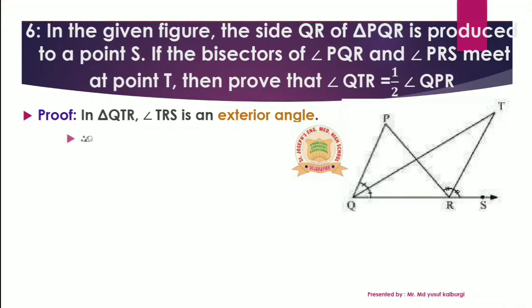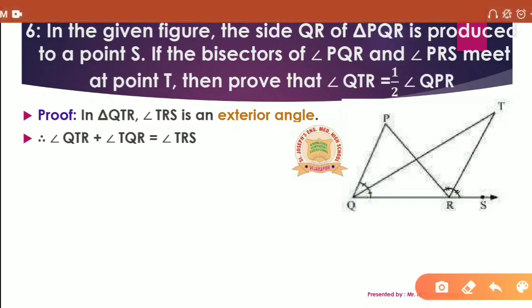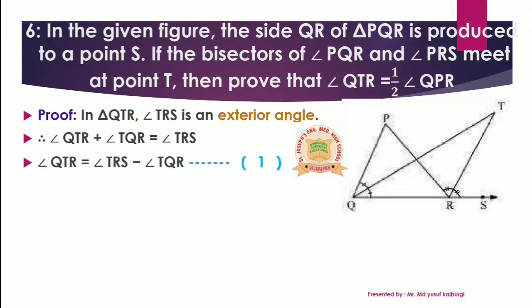Let us write that: QTR plus TQR is equal to TRS. Next, we take TQR to the right hand side, so TRS minus TQR is equal to QTR. So QTR is equal to TRS minus TQR. We call it equation 1, because we are going to use it again. Now let's go for one more triangle.